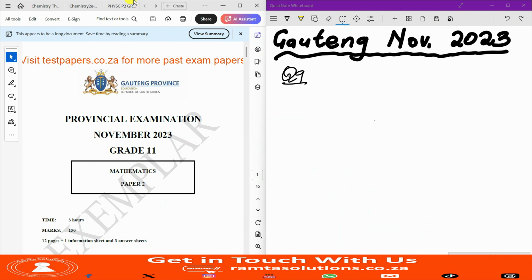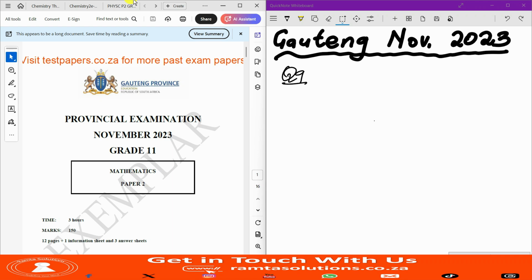Welcome to your grade 11 Euclidean geometry exam prep. Today, the question paper that we are looking at is from the Gauteng province. This is their November 2023 Maths Paper 2 exam.